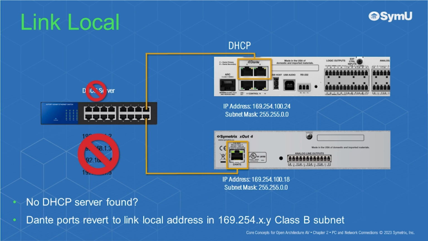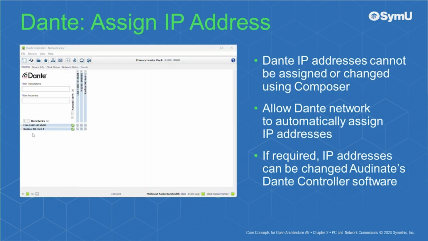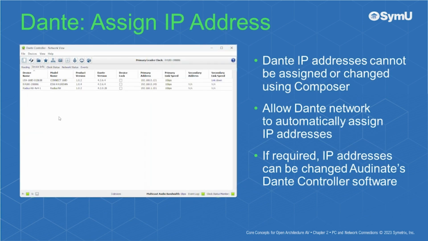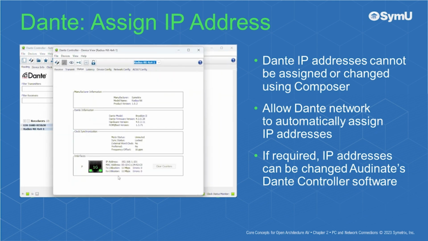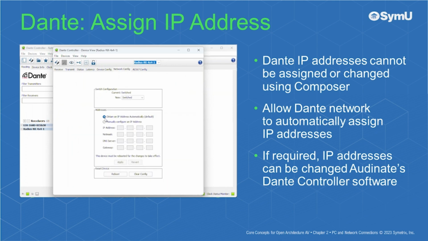Dante IP addresses cannot be assigned or changed using Composer. The best practice is to allow the Dante network itself to automatically assign IP addresses. If required, IP addresses can be changed using Audinate's Dante Controller software.